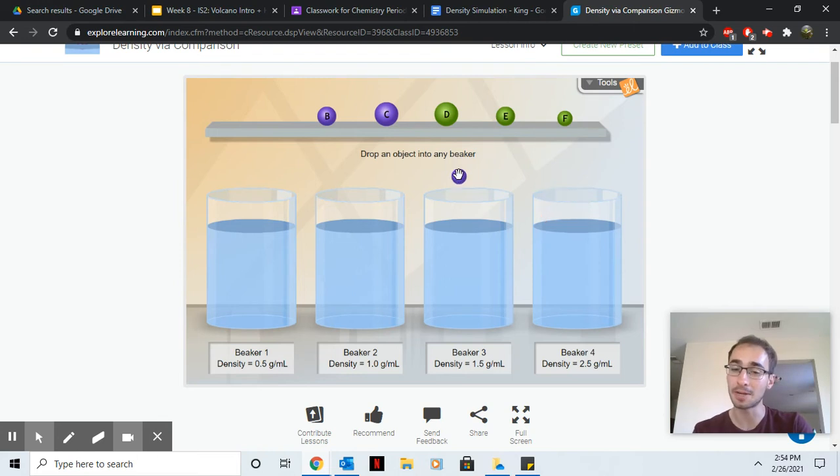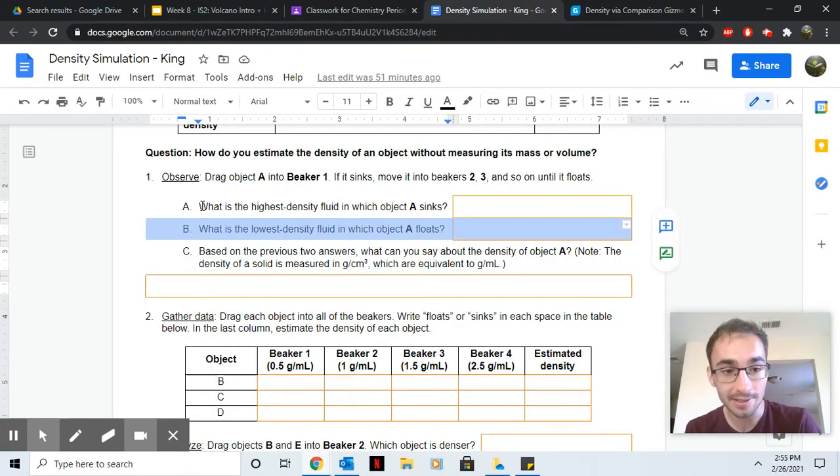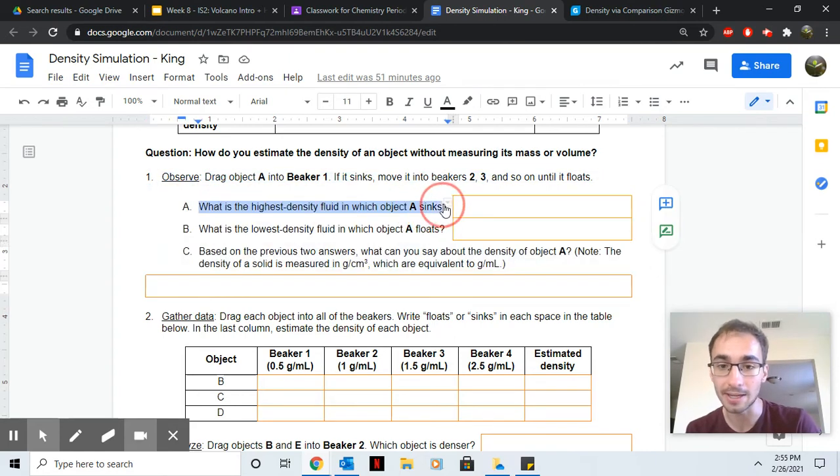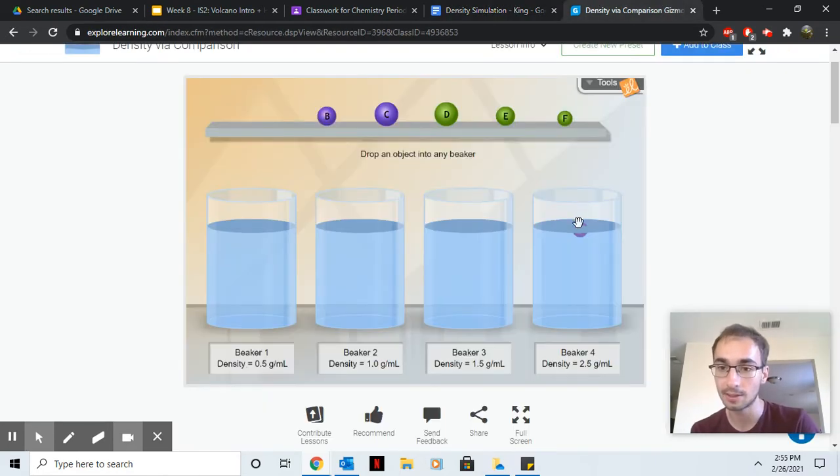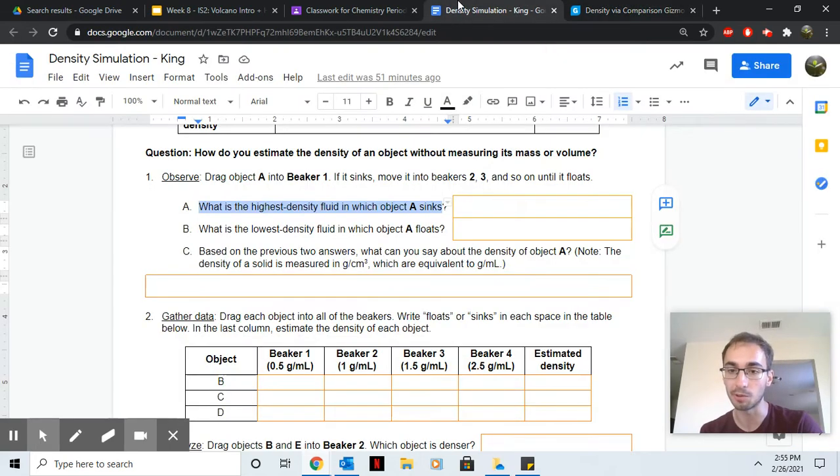Does it sink in beaker 3? Yes, it does. So I know it's more dense than beaker 3. Does it sink in beaker 4? Let's see. No, it does not. So back to my question. What is the highest density fluid in which object A sinks? It sinks in beaker 3, but it doesn't sink in beaker 4. So 3 is the highest density that it can sink in. So I'm going to put 1.5 right here.